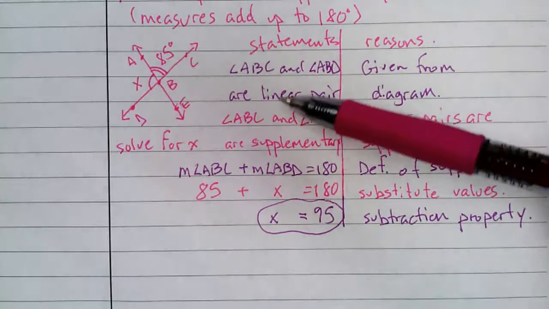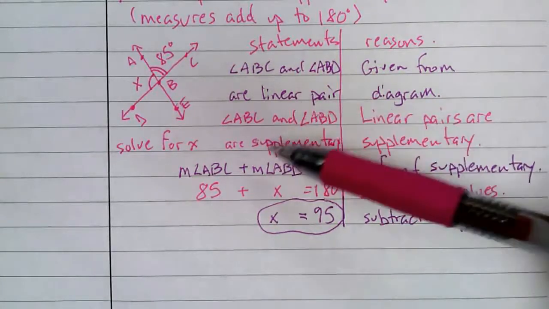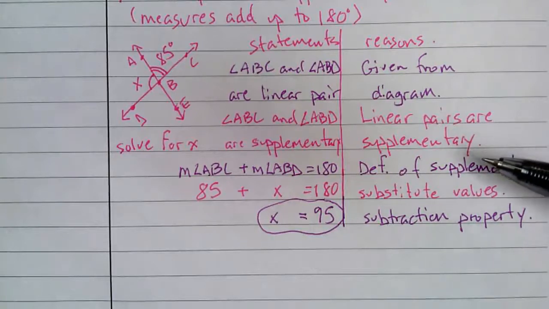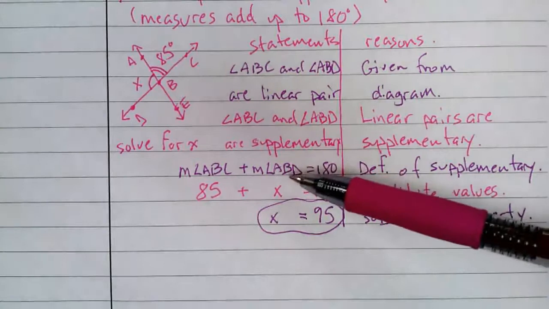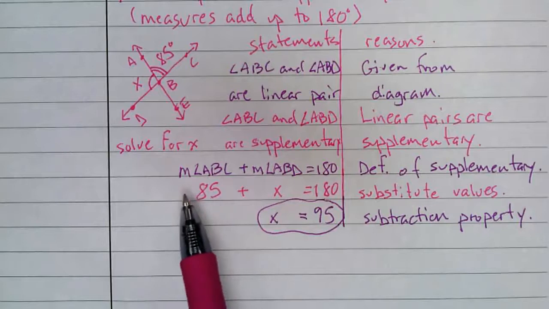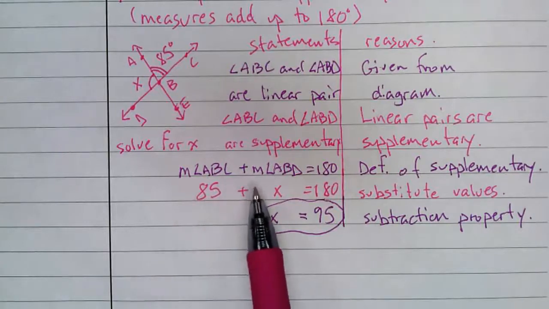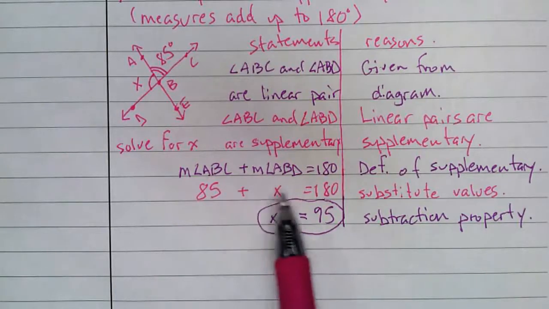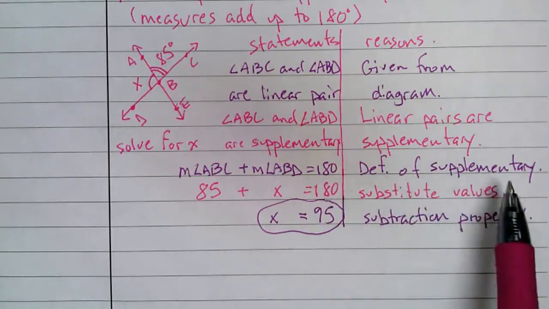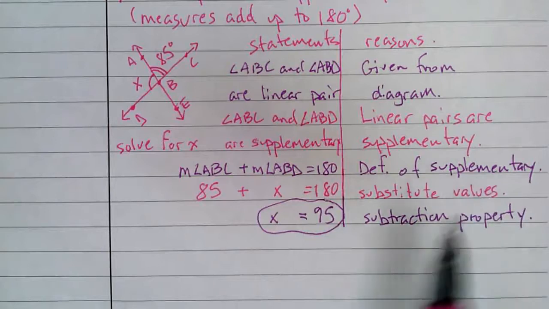Next, we've got that the two angles are supplementary. ABC and ABD are supplementary, and that's because linear pairs are supplementary. That's our property of linear pairs, and that's where we're using it. That was our question: how do I use the property of linear pairs to solve problems? Next, we've got the measure of, this M with the little angle symbol, means measure of angle ABC plus measure of angle ABD. Whatever those two things are, they're numbers, and they add up to 180. That's just what it means to be supplementary, the definition of supplementary.